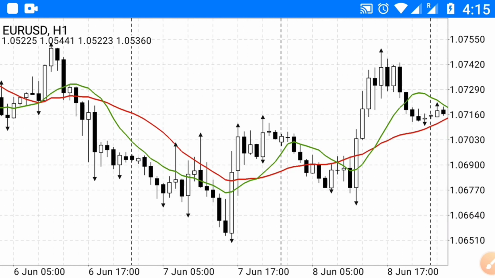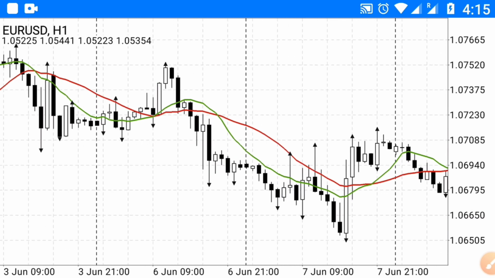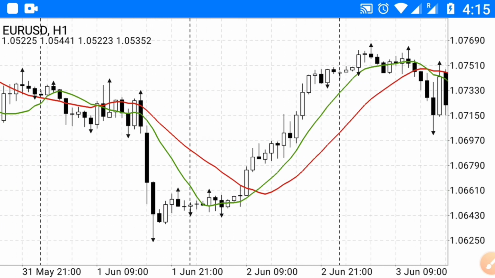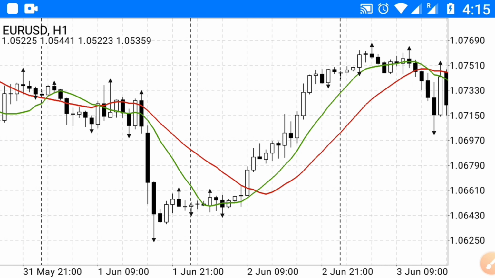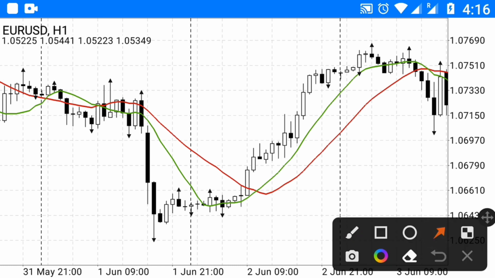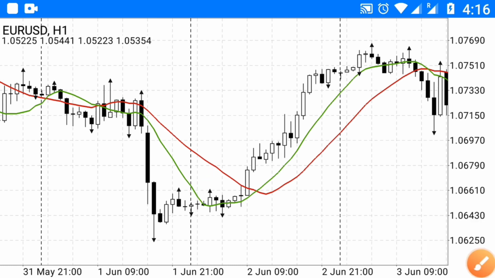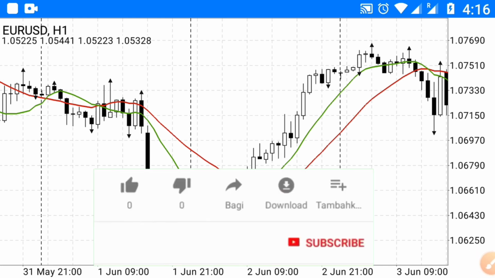Now let us scroll back to find a hammer candlestick and candlestick formation for a potential buy position. Now in this chart, a hammer candlestick is located in this area, and the candlestick formation is also located in this area.